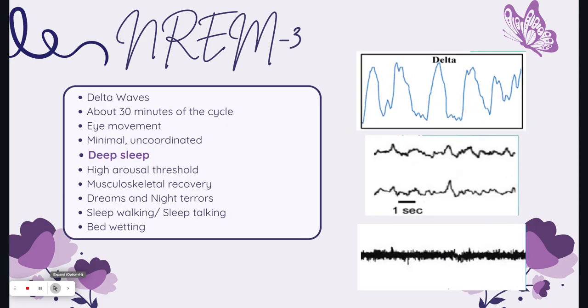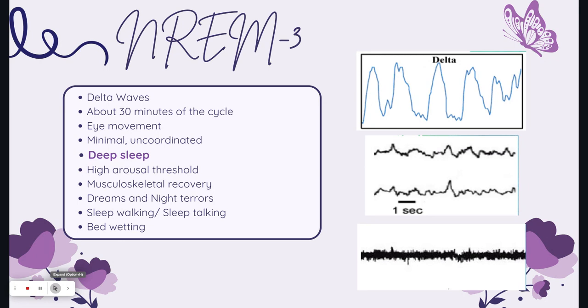Next, we have NREM 3. So we see a pretty significant change in our brainwaves. Notice how these are very long and drawn out. Think delta waves, deep sleep. Okay, so NREM 3 is our deepest sleep.